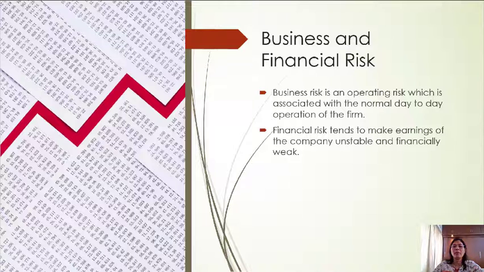Now let us study one by one the different types of risks. Business and financial risk. Business risk is an operating risk which is associated with the normal day-to-day operation of the firm. The business risk is concerned with the difference between revenue and earnings before payment of interest and tax, interest to the creditors and tax to the government.